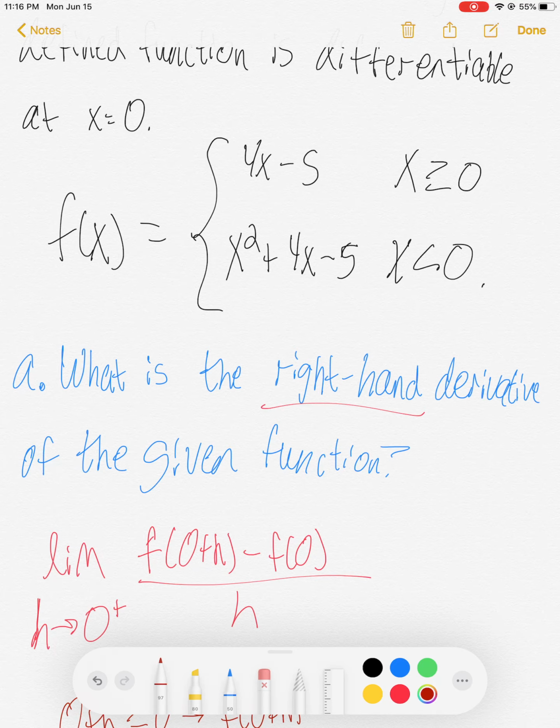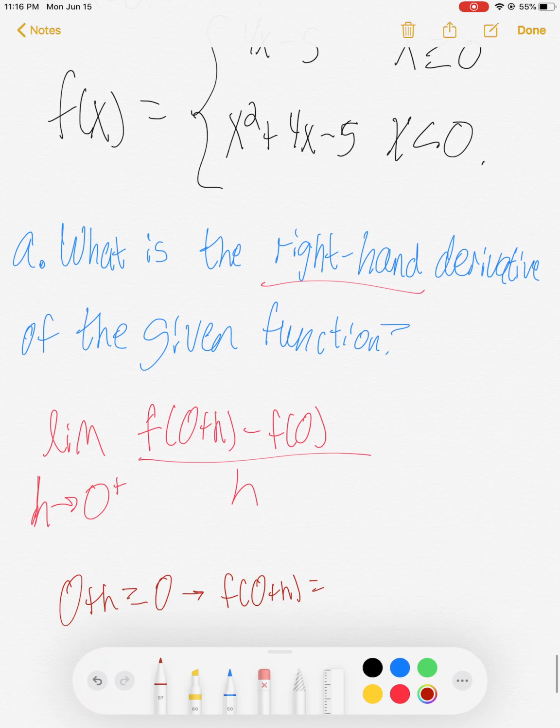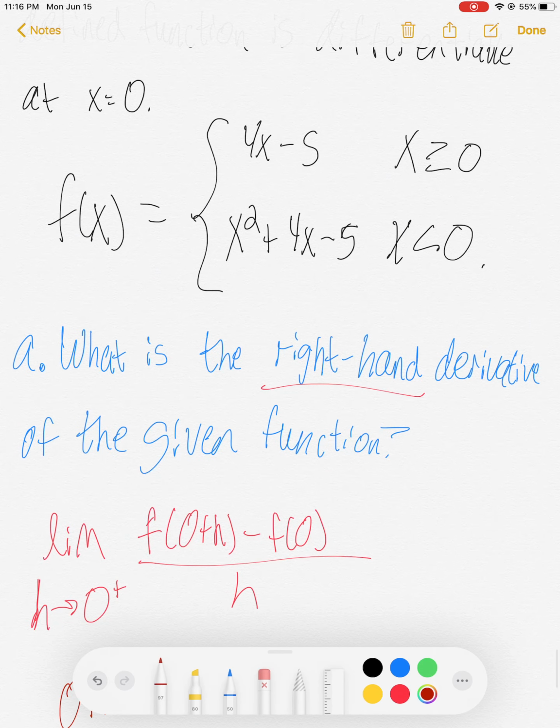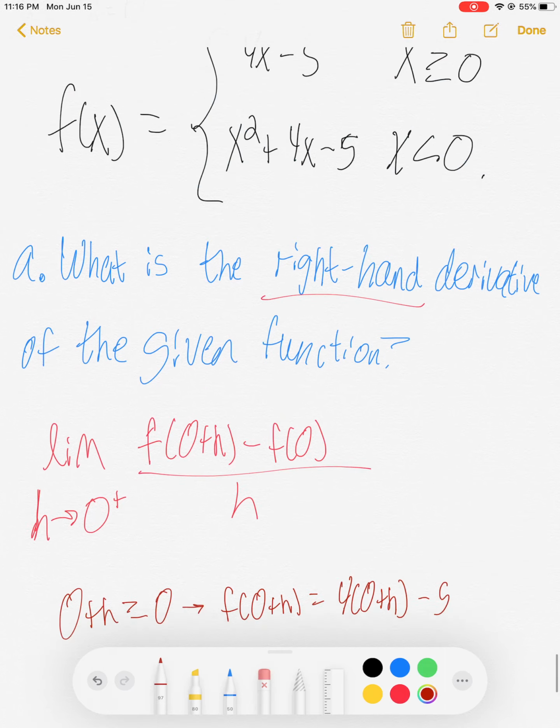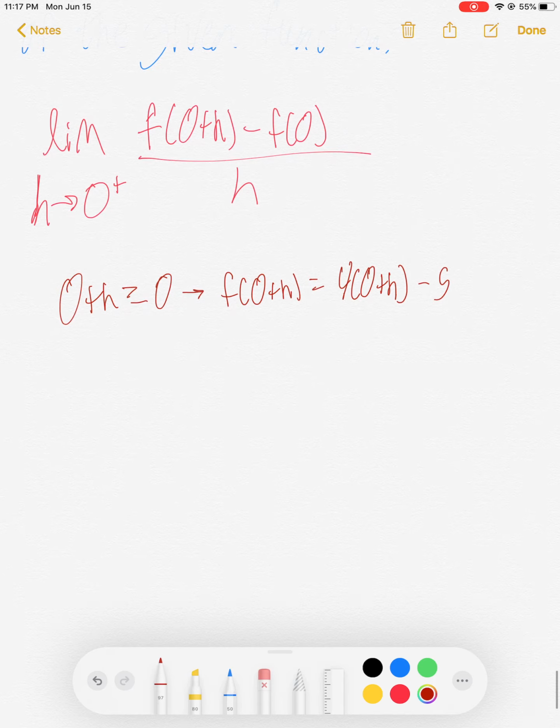So f of 0 plus h, well, 0 plus h is going to be greater than or equal to 0, which means that for f of 0 plus h, we're going to have to use this first definition, 4x minus 5, because 0 plus h is greater than or equal to 0.